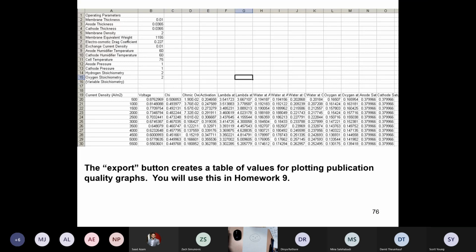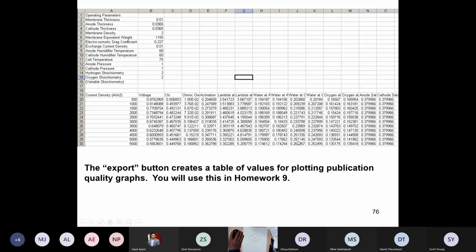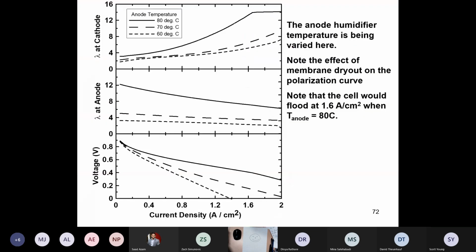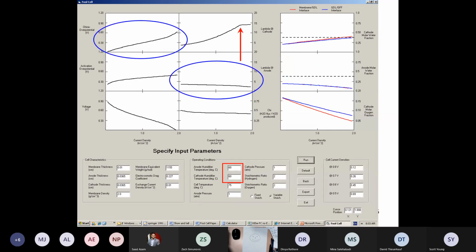Yeah, so there's an export button shown here. And the export button allows you to export files of all these things that we're seeing in those graphs, plotted as a function of current density. You get the voltage and all those different things in the different windows. That means you can make graphs like this. It's a really handy program. It's really quite nice.